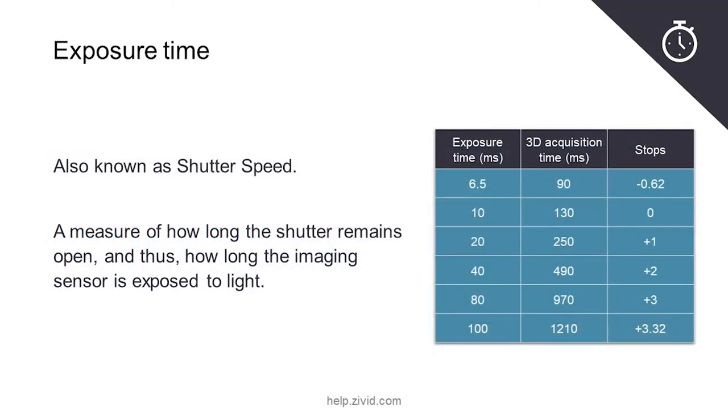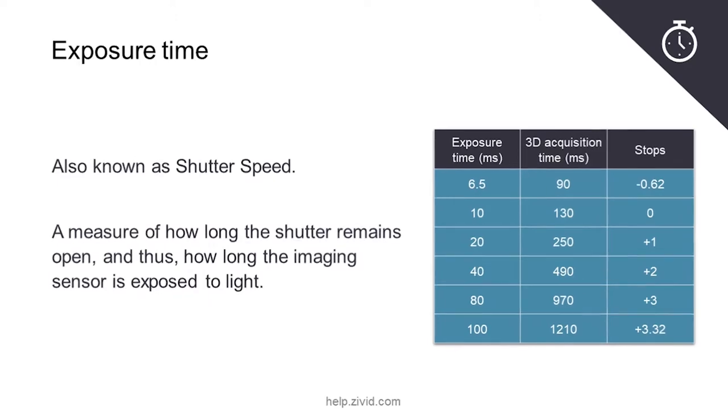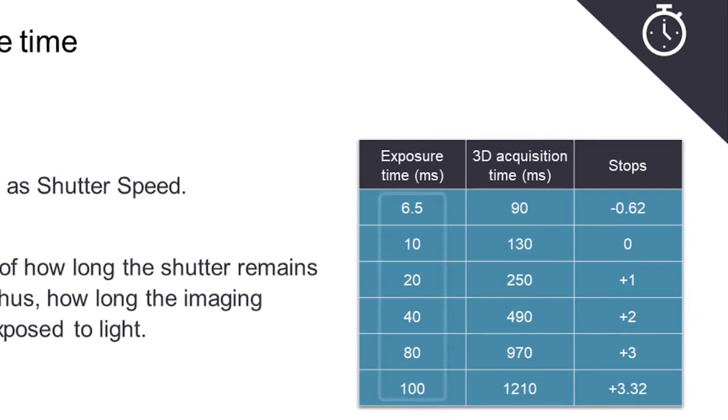Exposure time, also known as shutter speed, is a measure of how long the shutter remains open and thus how long the imaging sensor is exposed to light. A Zivid camera takes multiple images to calculate depth, and the exposure time of an individual image is defined in microseconds from 6500 to 100,000.